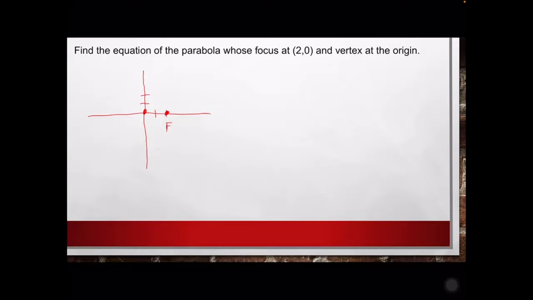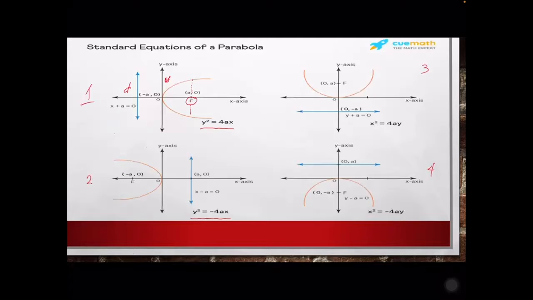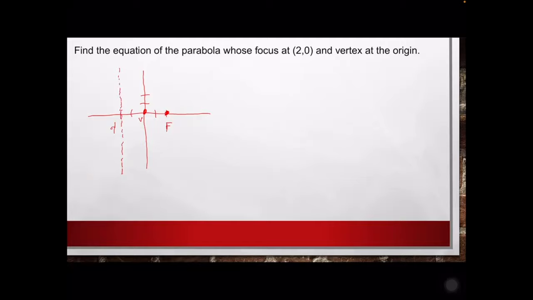So, letter B. Paano natin makukuha yung directrix? So, from letter B to letter F, meron tayong 2 units. Parehas lang sila ng sukat. So, pupunta siya dito. 1, 2. Ito yung letter D. Same lang sila ng sukat. Okay. Then, what is our formula? Ang formula natin is opening to the right. So, magkakaroon tayo ng y squared is equal to 4ax.